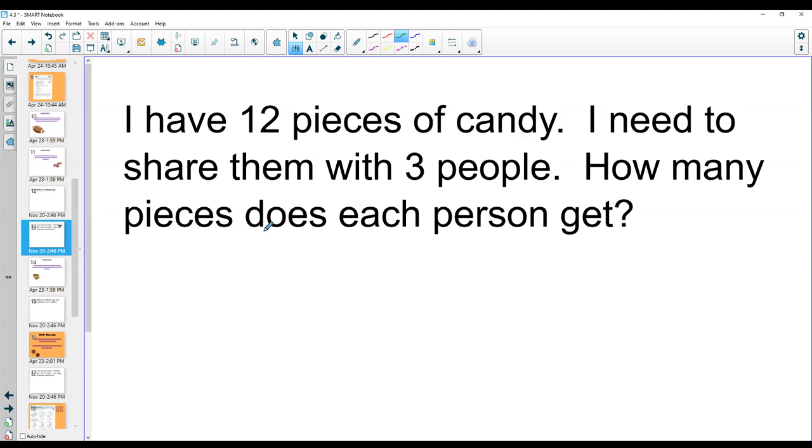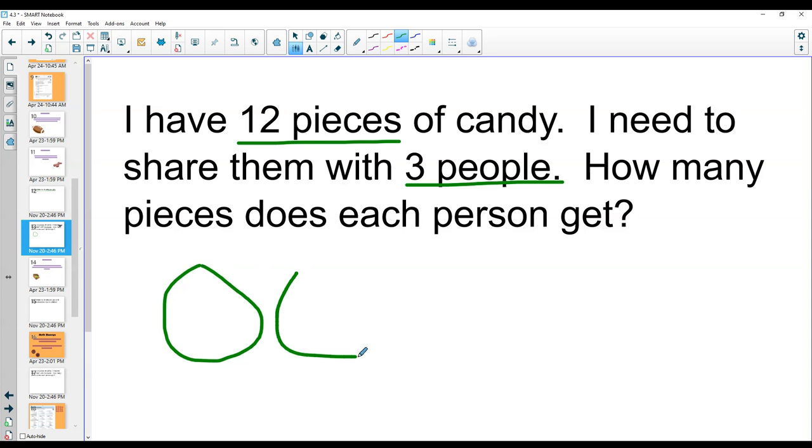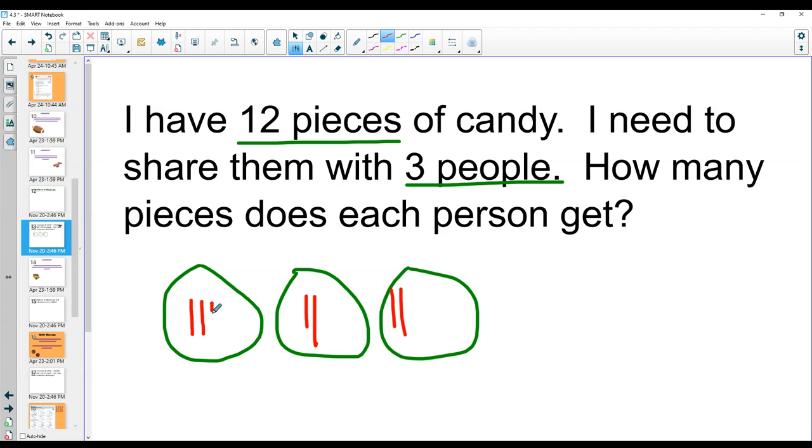Okay, so let's look at our first problem. I have 12 pieces of candy. I need to share them with 3 people. How many pieces does each person get? Okay, now remember, one strategy would be to draw a picture. Here are my 3 people. Now, I could give each person 1 and tally. 1, 2, 3, 4, 5, 6, 7, 8, 9, 10, 11, 12. And how many did each person get?